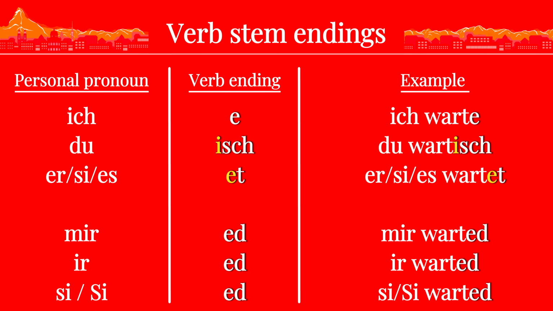So we can see that the problematic verb endings are only a problem in the second and third person singular. In these forms, we therefore add an additional e or e respectively. Du wartest. Er, sie, es wartet.